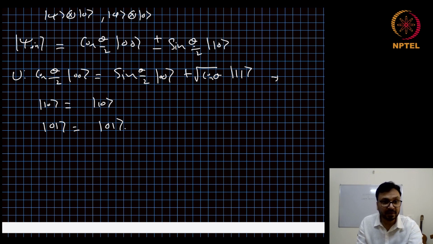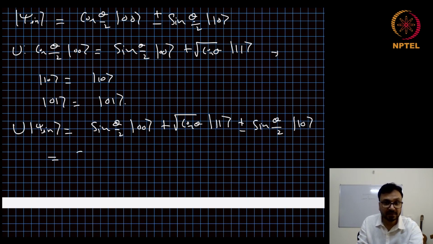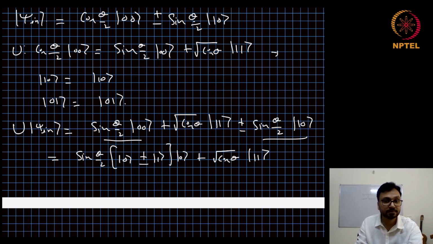So when we apply U on psi initial, cos theta over 2 |0,0> will go to sine theta over 2 |0,0> plus root cos theta |1,1>, and plus minus sine theta over 2 |1,0> will go to |1,0>. We can write it as sine theta over 2 |0> plus minus 1 cancels 0, these are the first and last terms, and the middle term root cos theta |1,1> can be written as |1> tensor |1>. This 0 and this 1 is the state of the ancilla, and this is the state of the system.